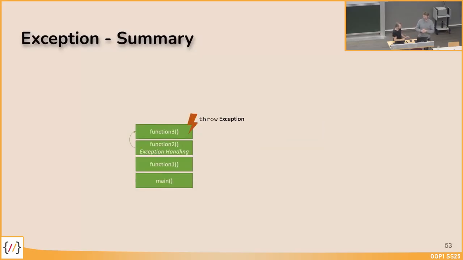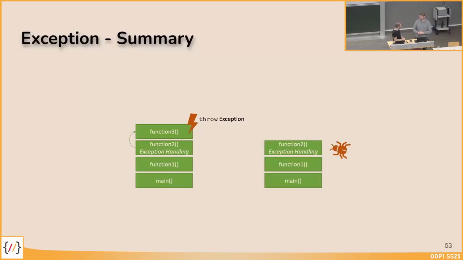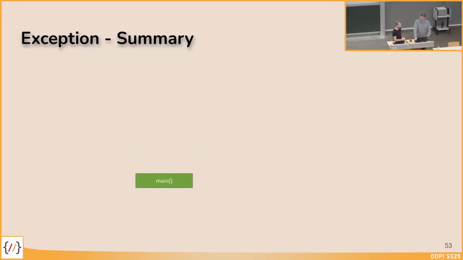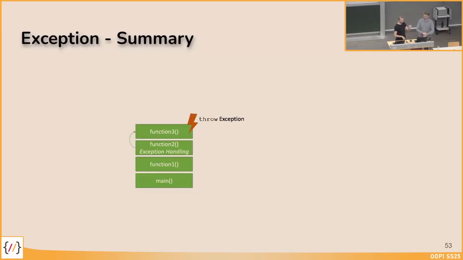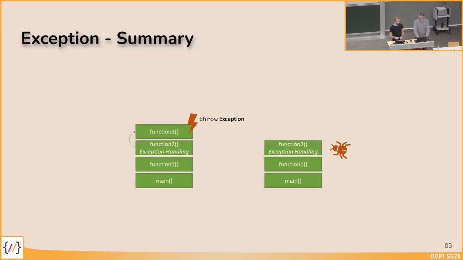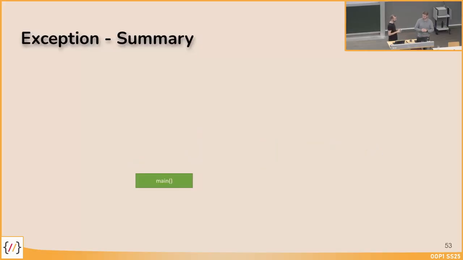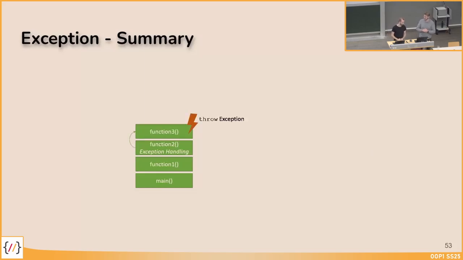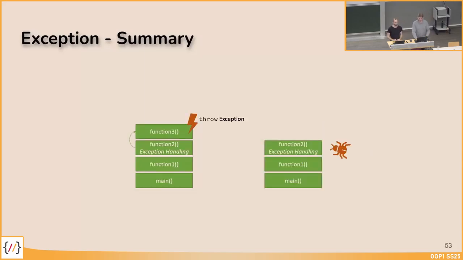But we don't always have to have it in the main. We also can have it in another function. So let's say, again, same function 1, function 2, function 3, then we throw the exception. And then just one step back in the hierarchy, we identify the bug. We can remove it and then start again.